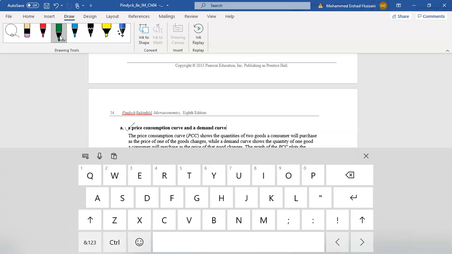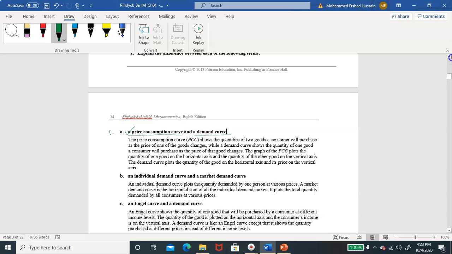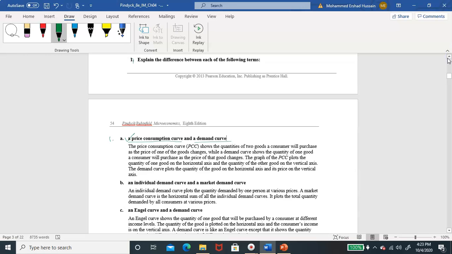Okay, so here what we want to do is this is question number 1, part A, end of chapter. A price consumption curve and a demand curve. They want to know the difference between these two. Explain the difference between each of the following terms. So what is the difference between a price consumption curve and a demand curve?